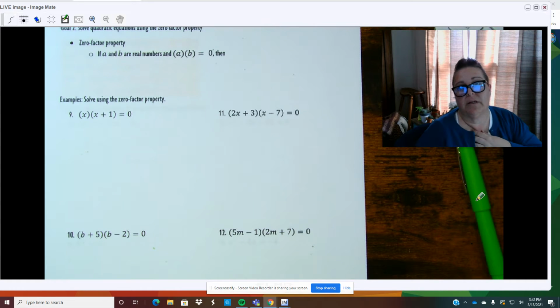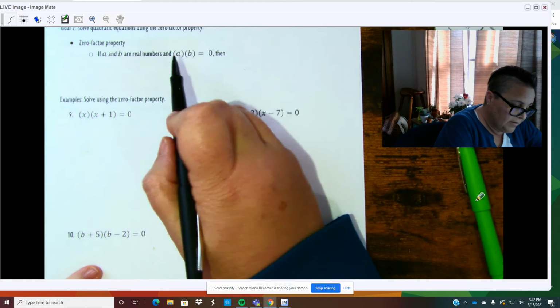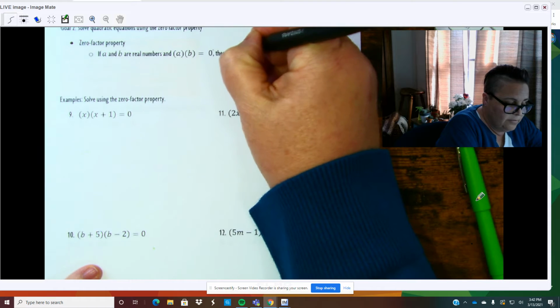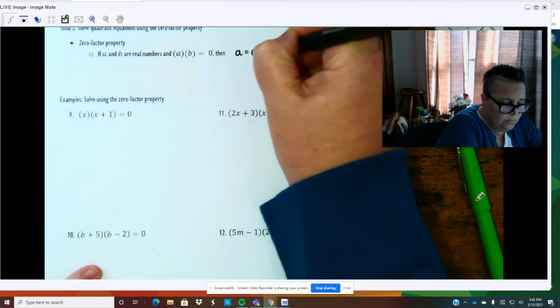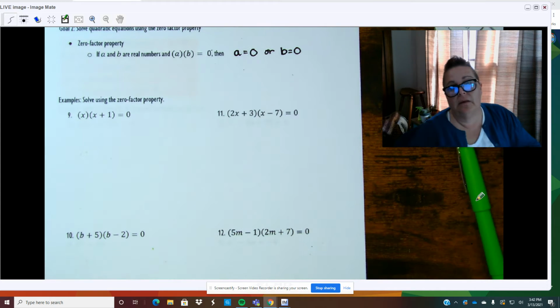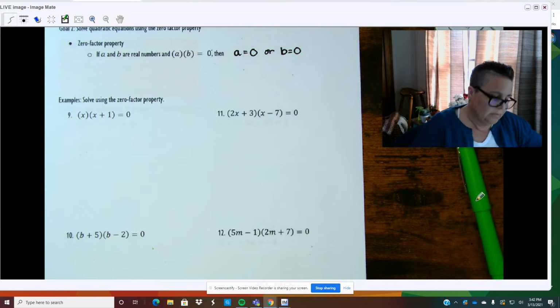Well, it means my number can be anything. But if I've got two numbers and I multiply them together to get 0, then either the first number has to be 0 or the second number has to be 0. Can they both be 0? Sure. But at least one of them has to be 0, because the only way you can multiply something to get 0 is if you're multiplying by 0, right? So we use this particular fact to create small equations that we can solve.